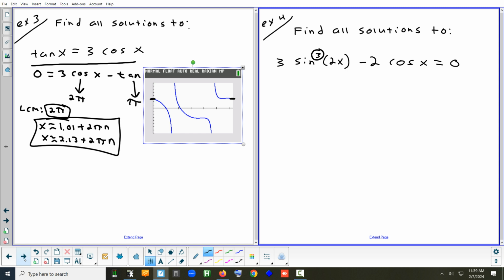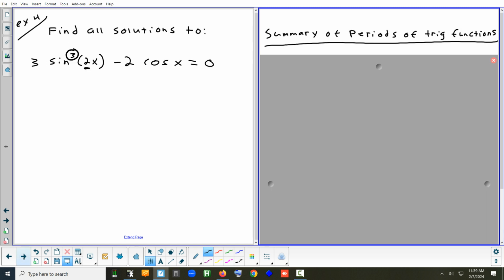All right, so now we got sine cubed. So now we got sine to an odd power, and we got something modifying the period inside the argument. So I think at this point, it's probably good to put the table up that summarizes how you find the period in general.